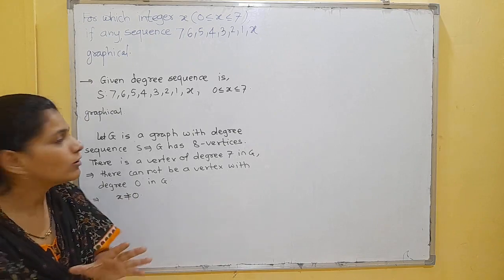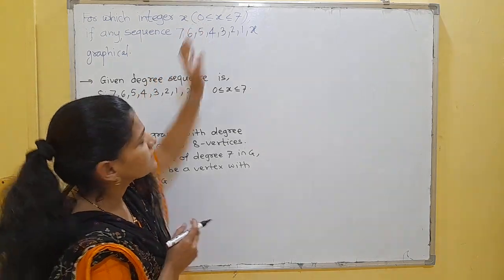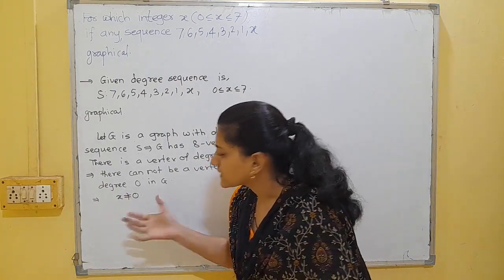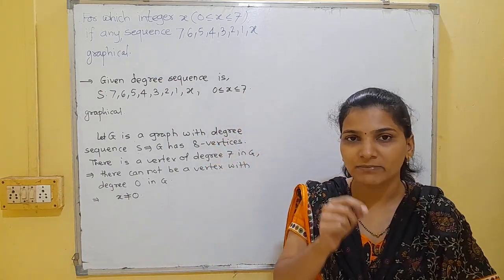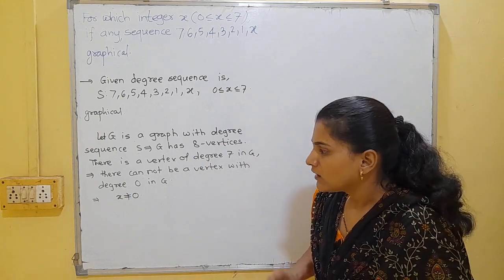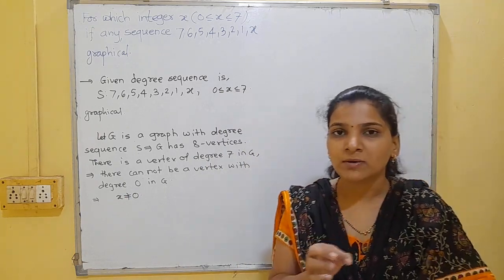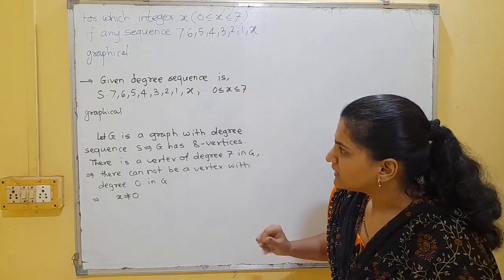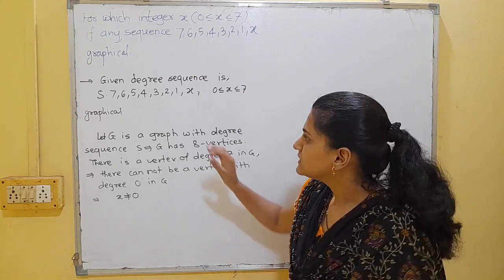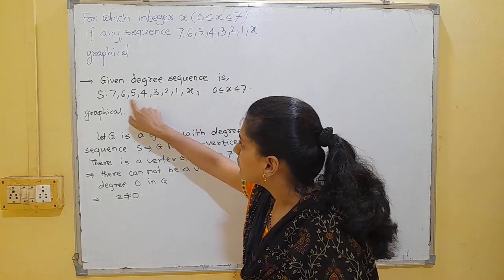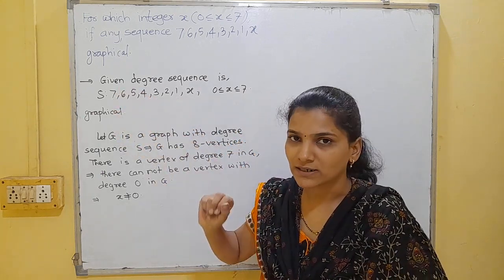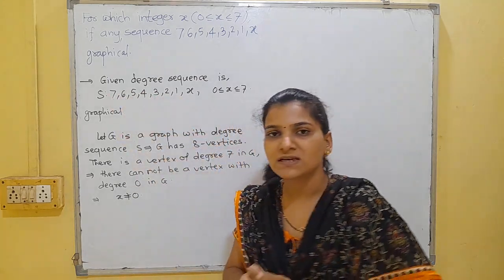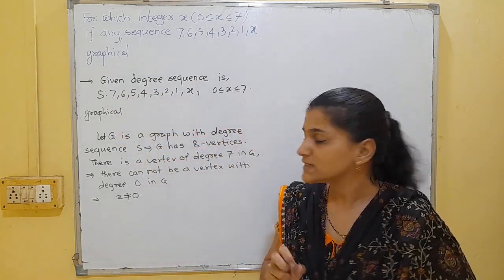We want to find the value of x from the condition that x is between 0 and 7. But now we have proved x cannot be 0. So the value of x can be 1 to 7. Also we know that the number of odd vertices in any graph is always even. So how many odd vertices are in G? 1, 3, 5 and 7. These are odd vertices in G, and that number is 1, 2, 3, 4. That means there are 4 odd vertices in graph G.